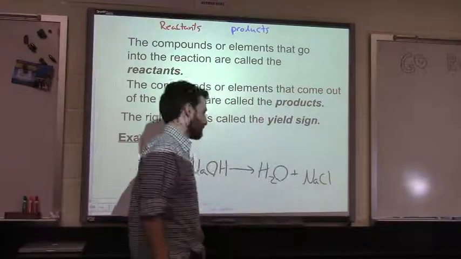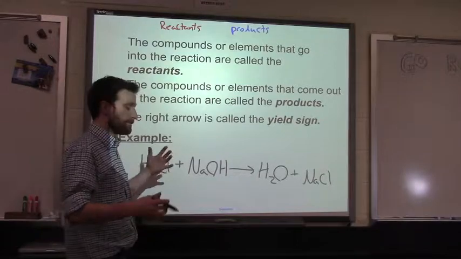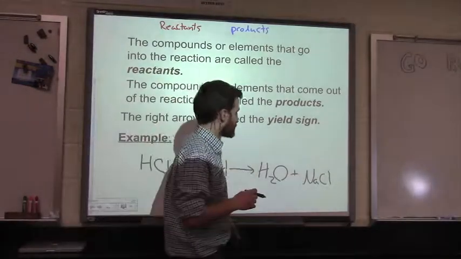NaCl, salt. So here is an example where we have some reactants. They combine, they mix, they mingle, they yield some products.